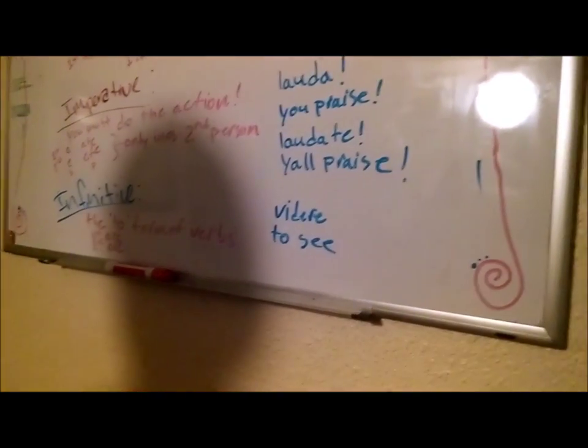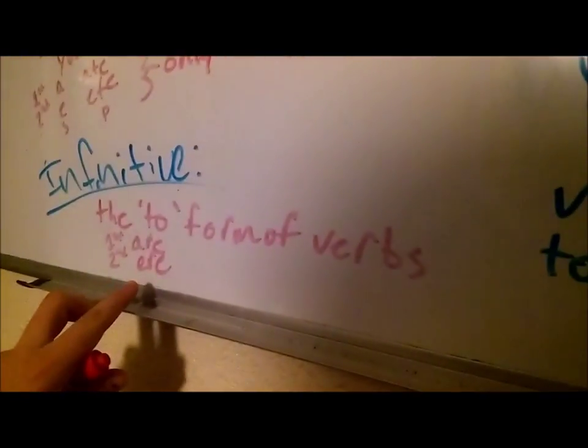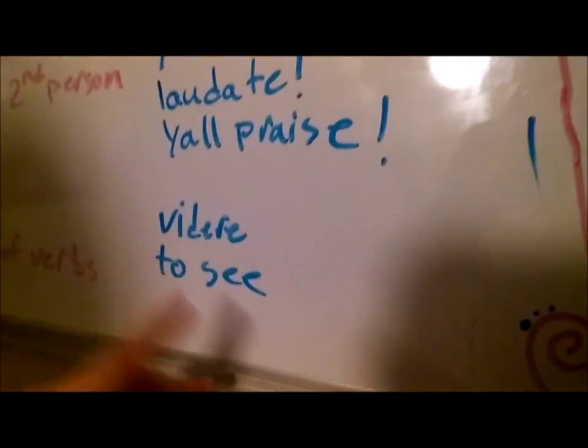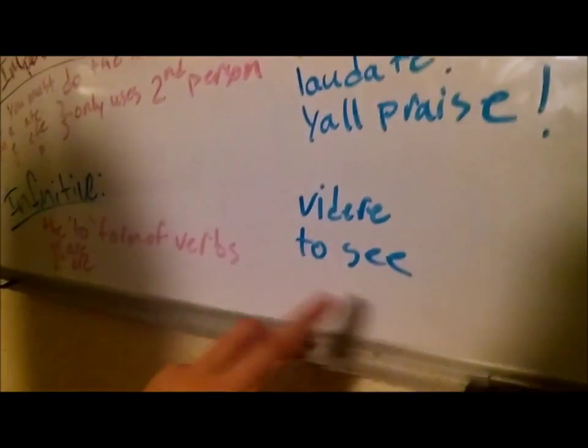Like, do it, praise. Our infinitive forms are the two forms of verbs. We have two of those right now, -are and -ere. It just means to blank. So in this case, videre, to see.